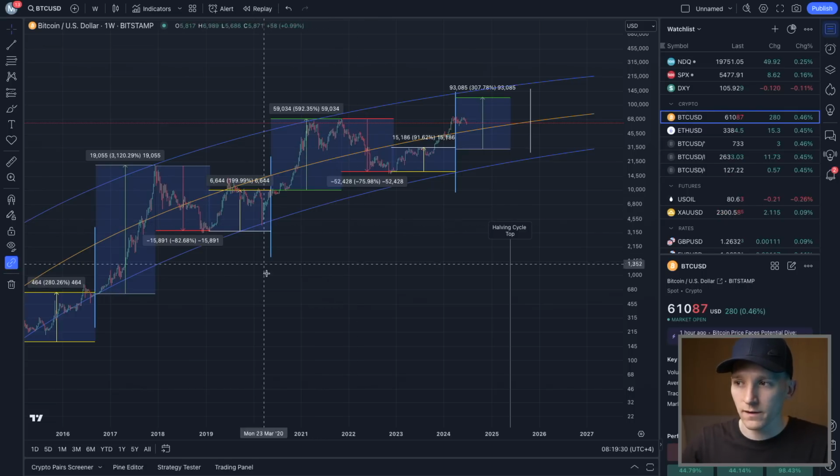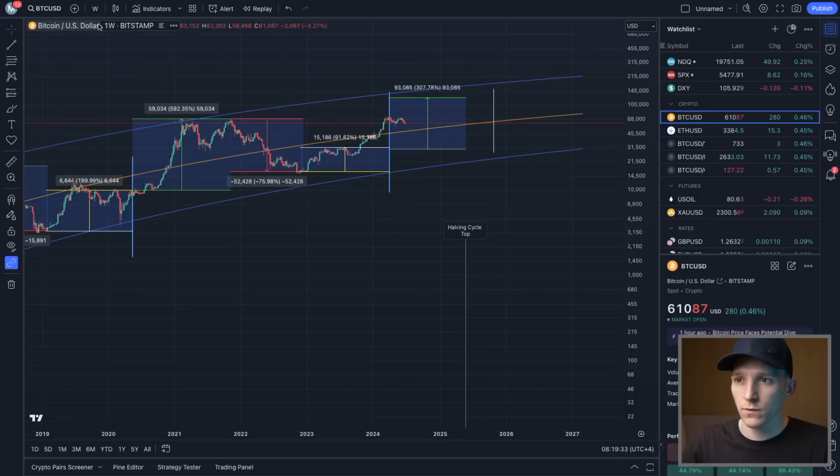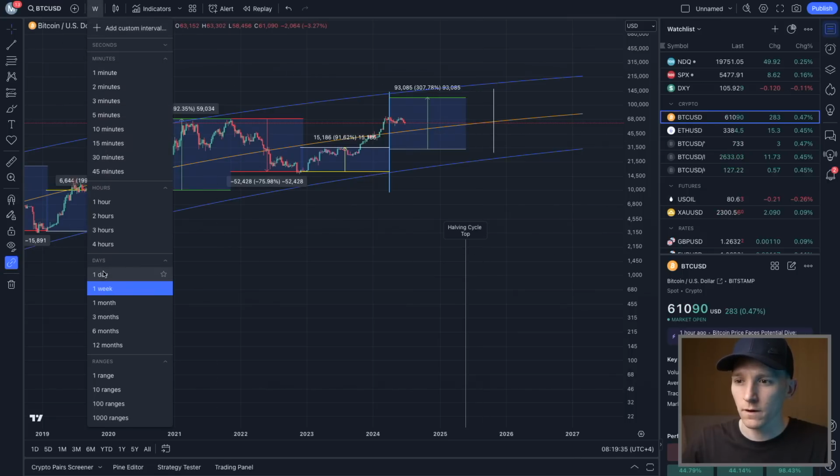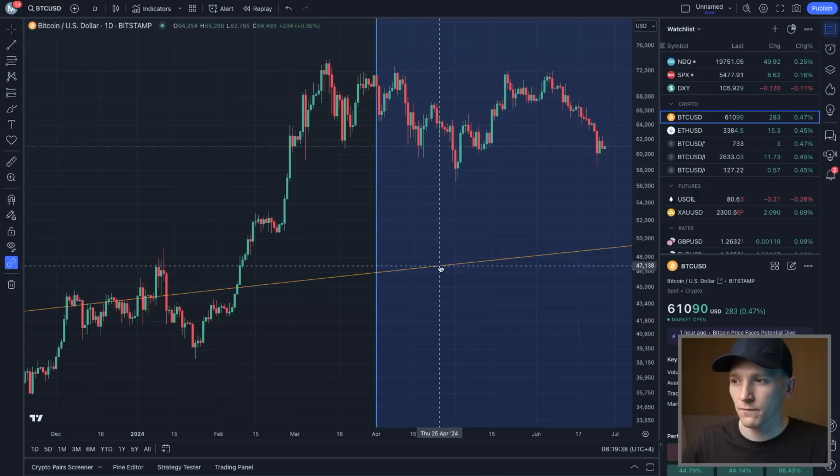So analyzing trends, that's a longer term trend. Now, if you come down into shorter time frames, lower time frames, we'll go on the day chart, reset view here.